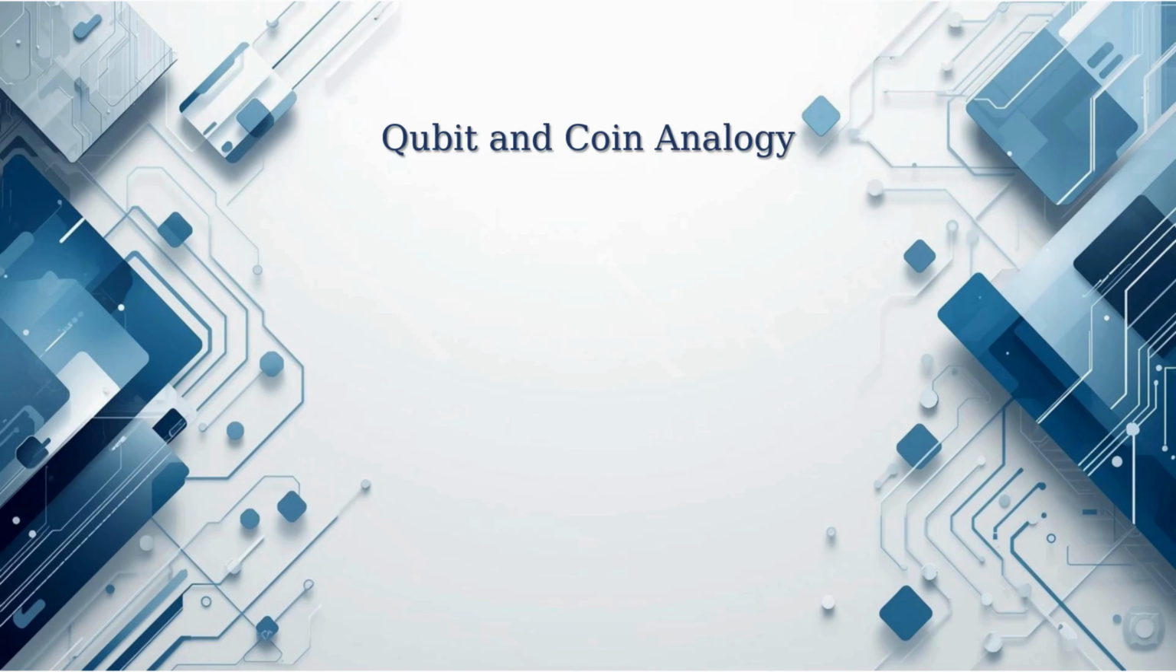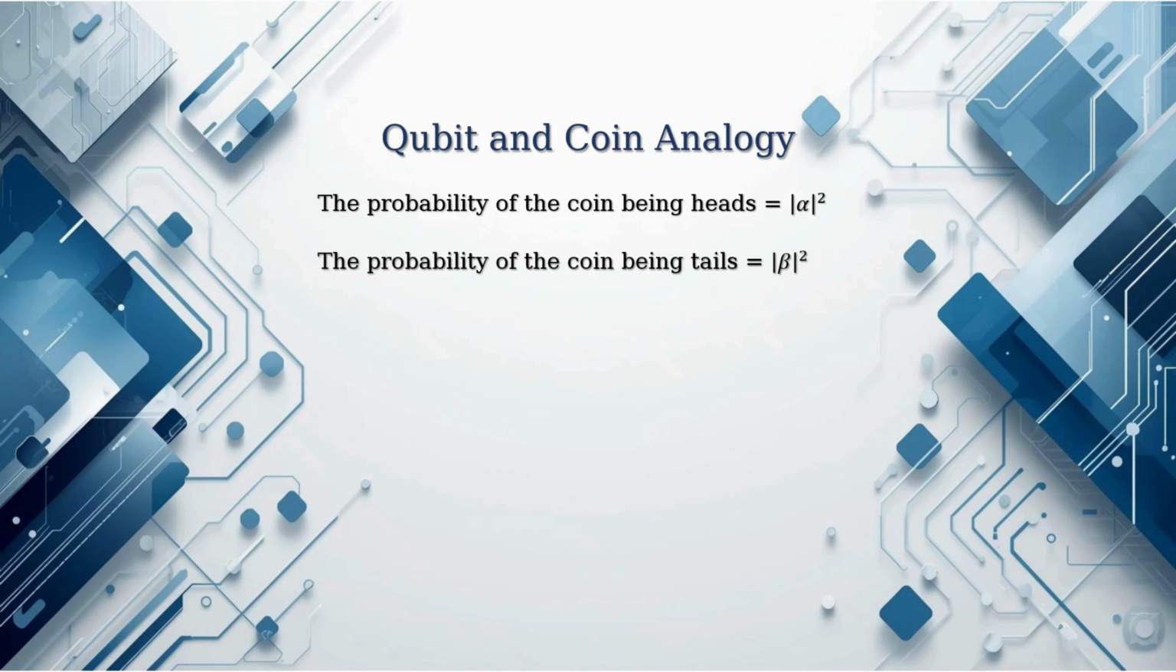Let's say when it stops spinning, the probability of heads is mod alpha square and the probability of tails is mod beta square. In that case, we can say that the coin is in a state of superposition that can be described with the following quantum state.